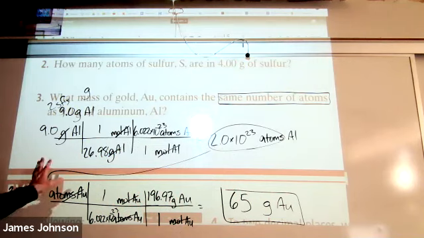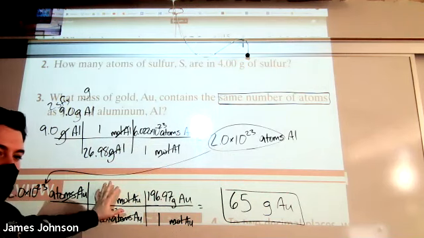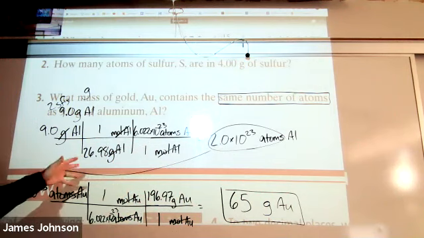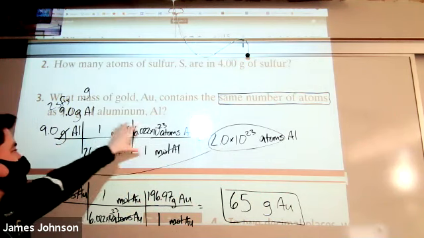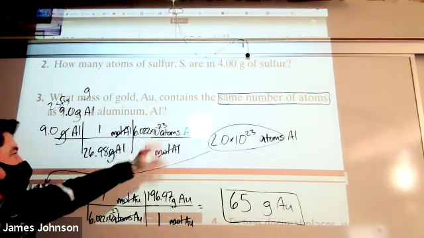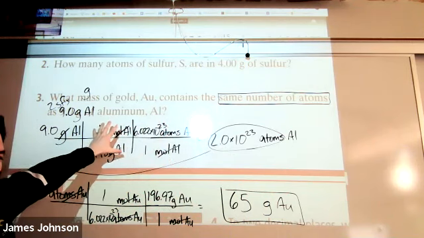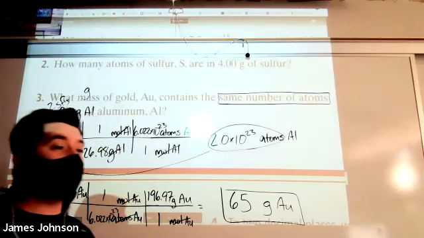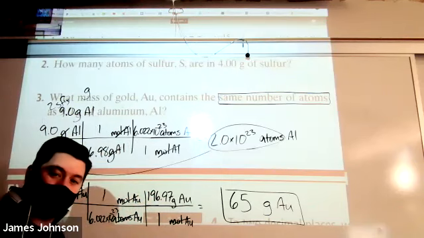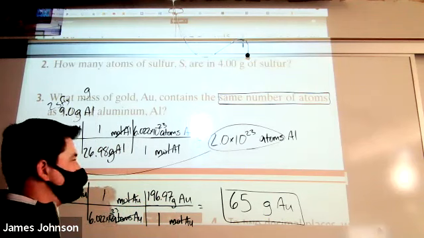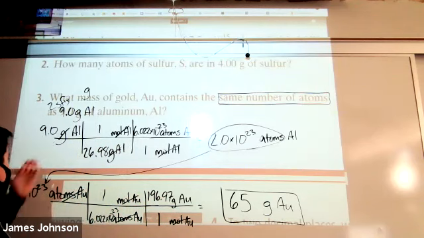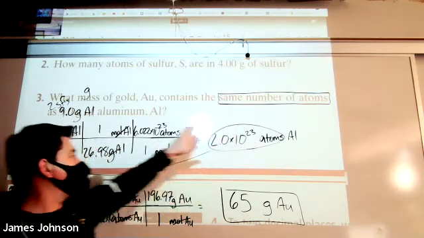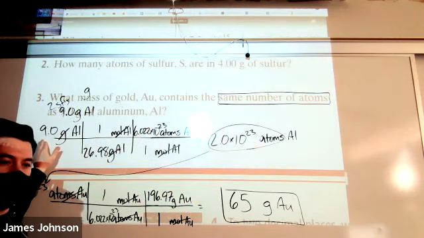So again, none of this stuff is brand new. This is not unique to number 3. We already did these types of conversions, using Avogadro's number and the molar mass of an element. We already did that in practice problem 1 and 2. The only difference here is we actually had to do it twice. That's what made it a little bit different in problem number 3, because we had to figure out how many atoms of aluminum were present in 9.0 grams of aluminum.